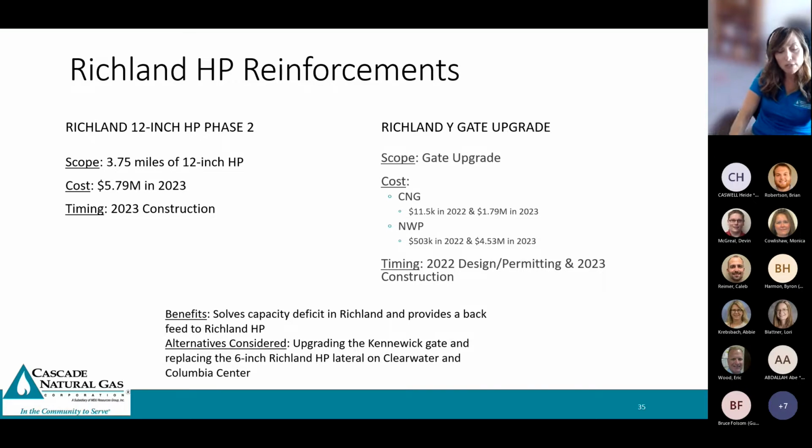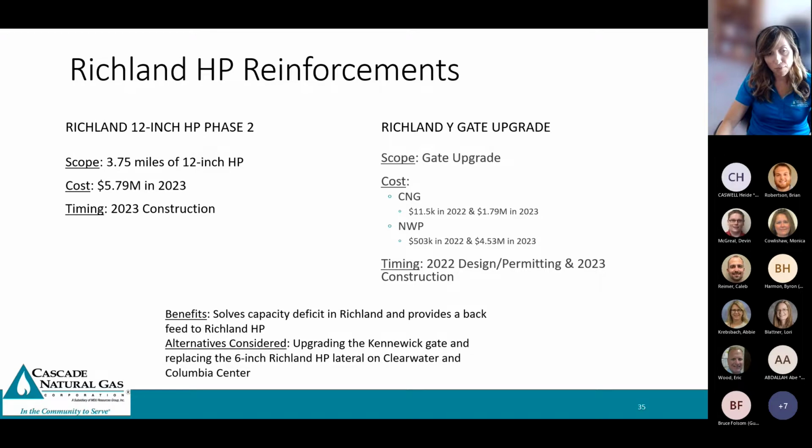And then, so one alternative with this, I had to give that background, so the alternatives considered for this one, and this one's been kicked around a lot over the last couple of years. I worked on it back when I was the Kennewick engineer several years ago, but the alternative is you could upgrade the Kennewick gate and replace the 6-inch Richland high pressure lateral that runs on Clearwater and Columbia Center. But that's a very challenging route since that's a major feeder in Tri-Cities. It'd be very expensive. So that's actually why we went with this one. This project was chosen over that.